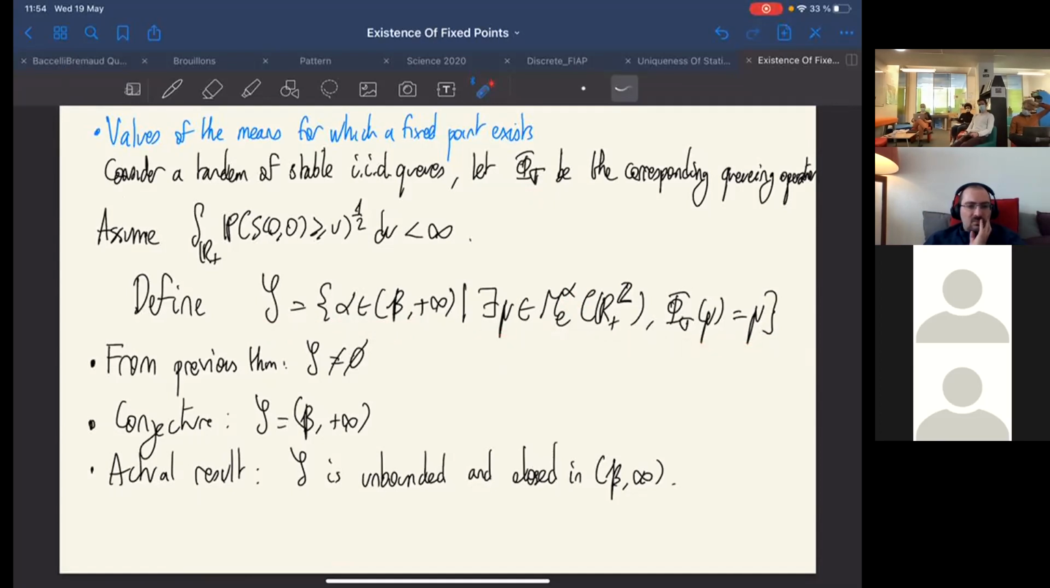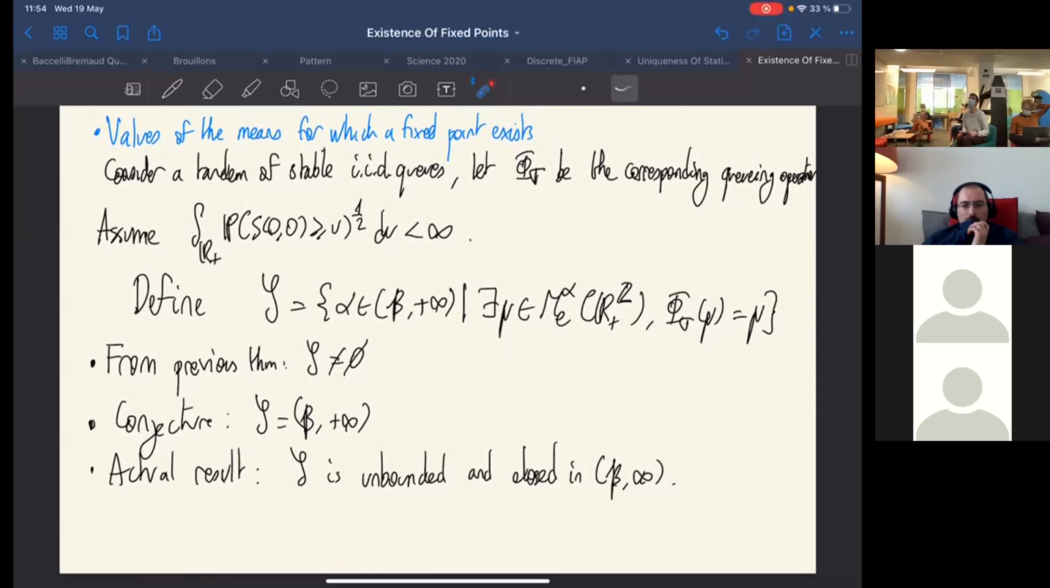So what we know from the previous theorem is that S, the set, is not empty. Because what we've proven is that if this set was empty, the only fixed point would be sigma. But now we know there's another fixed point, which is necessarily in this set. And so the conjecture is that this set is actually equal to the whole of beta plus infinity. So all the values of alpha greater than the mean service time will actually have a fixed point associated with them.